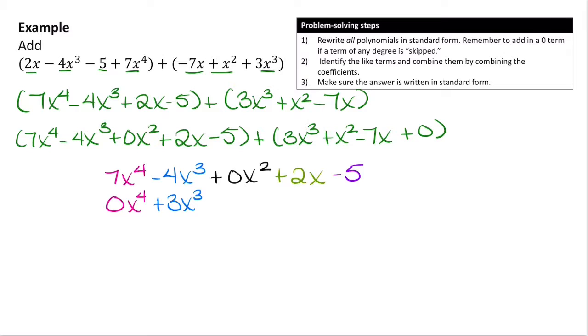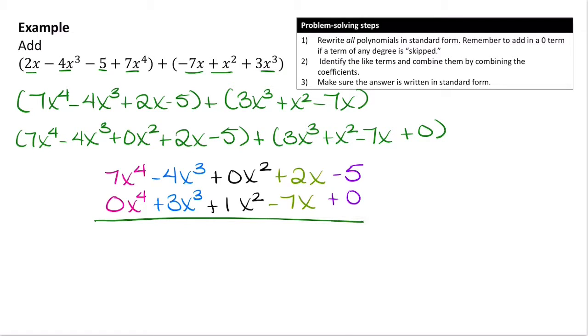All right, and then we have plus x squared. Remember, that's a 1x squared. And then we have 2x, which is going to combine with minus 7x. And finally, we have our plus 0. So we have plus 0 here at the end.